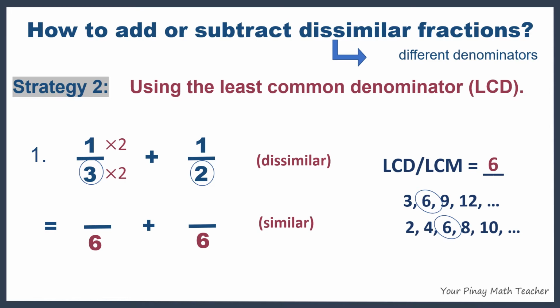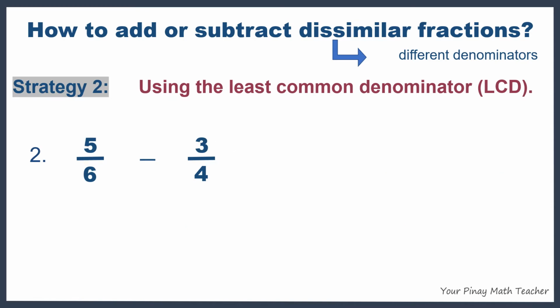Let's go to 1/2. What will you multiply to 2 to get 6? Of course, it's 3. So do the same in the numerator 1. Multiplying them, we get 2 and 3. So since they are now similar, we can now add them. 2/6 plus 3/6 is equal to 5 out of 6.